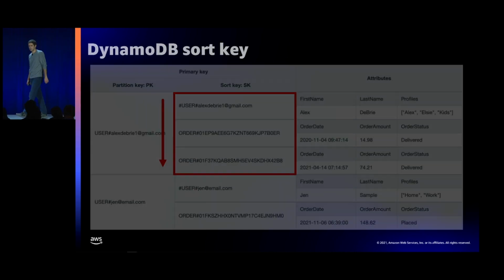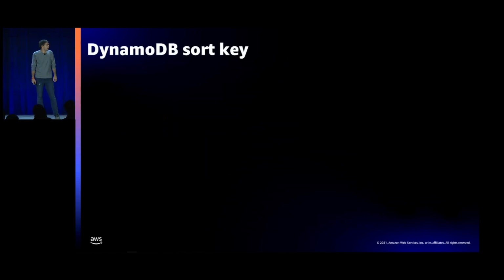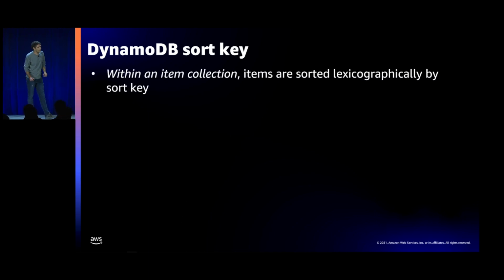So let's talk a little bit more about that sort key. Again, the key point here is that within a particular item collection, all the items are going to be sorted according to that sort key. There's no sorting across partition keys, but within a particular item collection, they're going to be sorted lexicographically by sort key. Lexicographically basically means alphabetically, but all uppercase letters come before all lowercase letters. Numbers are in there, symbols are in there.